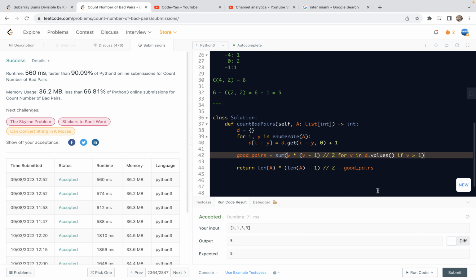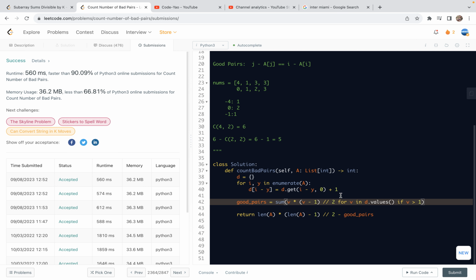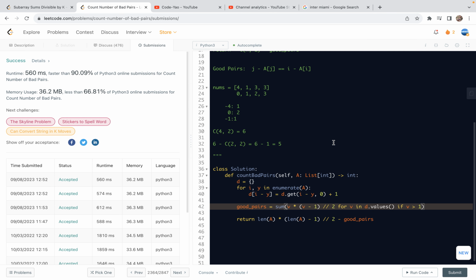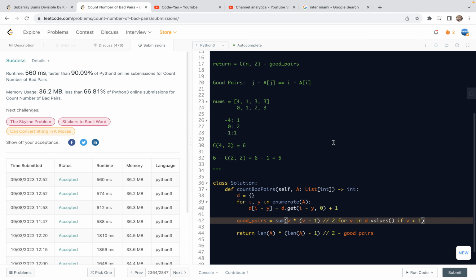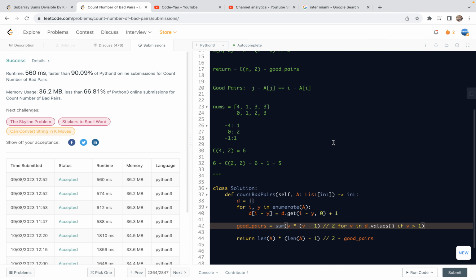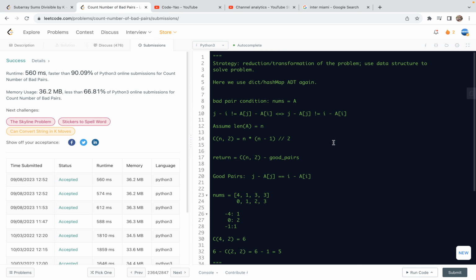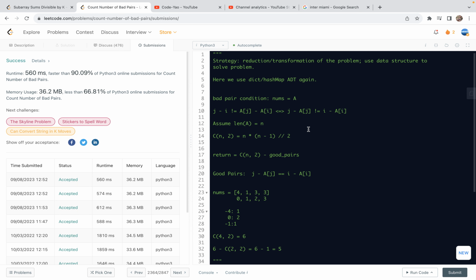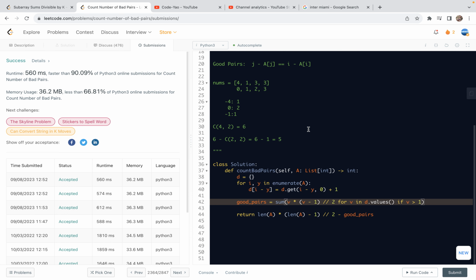Yeah, that's about it for this problem. So overall, this problem provides another example of using a data structure to solve the problem. And in between, we regard it as important to transform the problem to a format that is easy to be digested, right? So with that said, that's about it for this video.